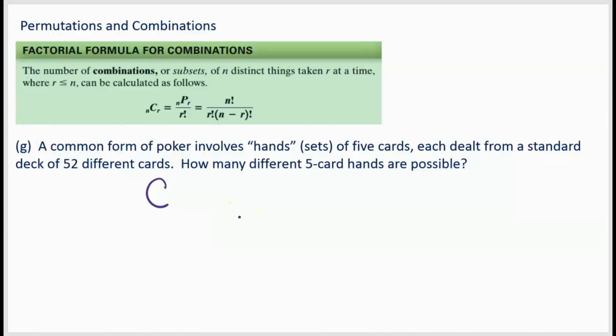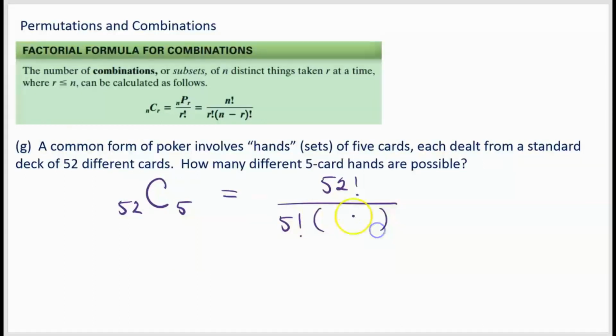You're not reusing the cards because once you throw one out to somebody, you can't put it back in the deck. And there's 52 to choose from, and you're just picking 5 of them. So let's do that calculation. Remember, the first number is what goes on top. That's 52 factorial. The second number goes on the bottom, only when you're dealing with a combination.